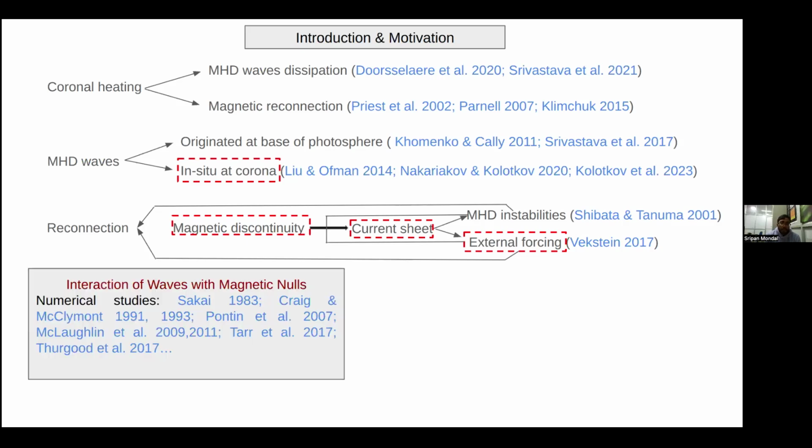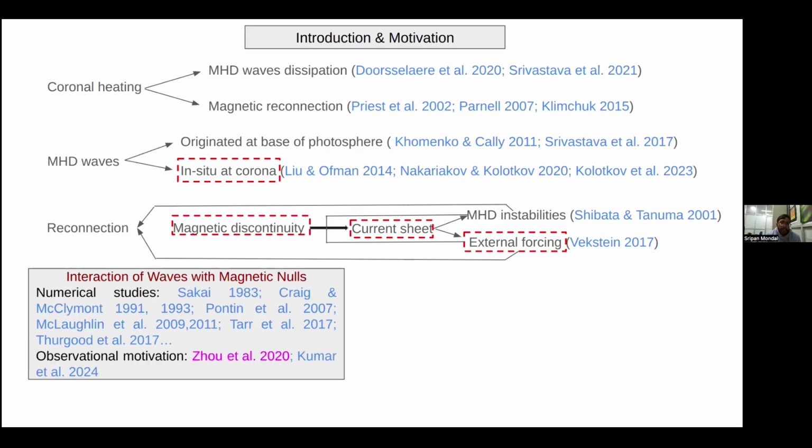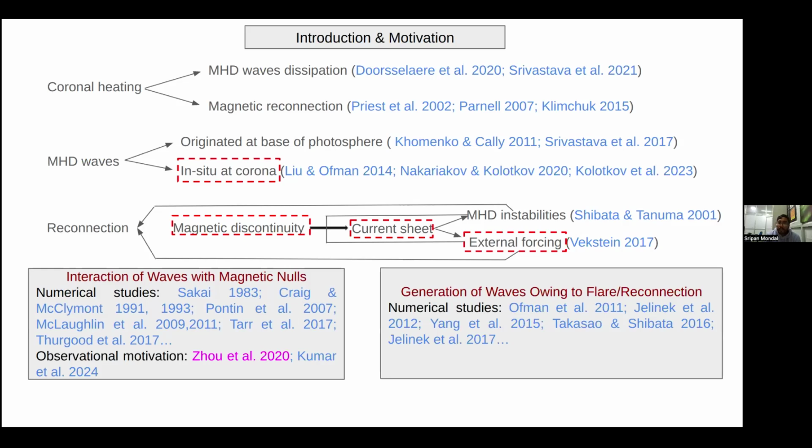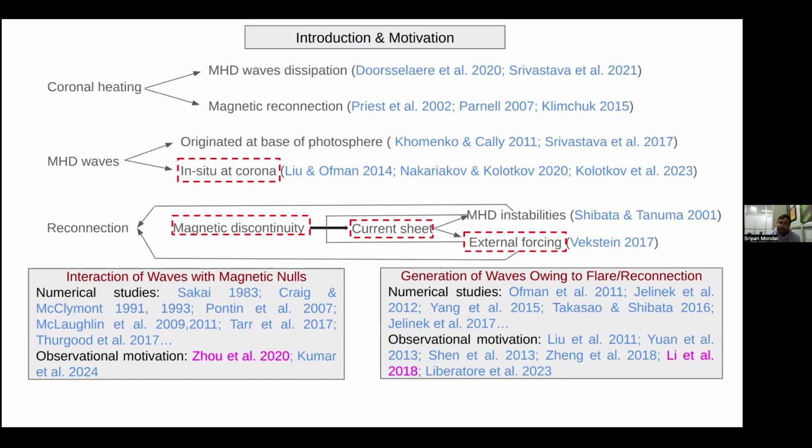First of all, are there numerical studies which study the interaction of waves with magnetic nulls? As you can see here, there are lots of references in the literature where they have studied this in numerical simulations. Is it only limited to numerical simulation? Not exactly. Rather, we have some observational motivations in certain papers. On the other hand, can waves be generated due to a flare or reconnection? Yes, again, numerical studies are there, and observational motivations are also there.